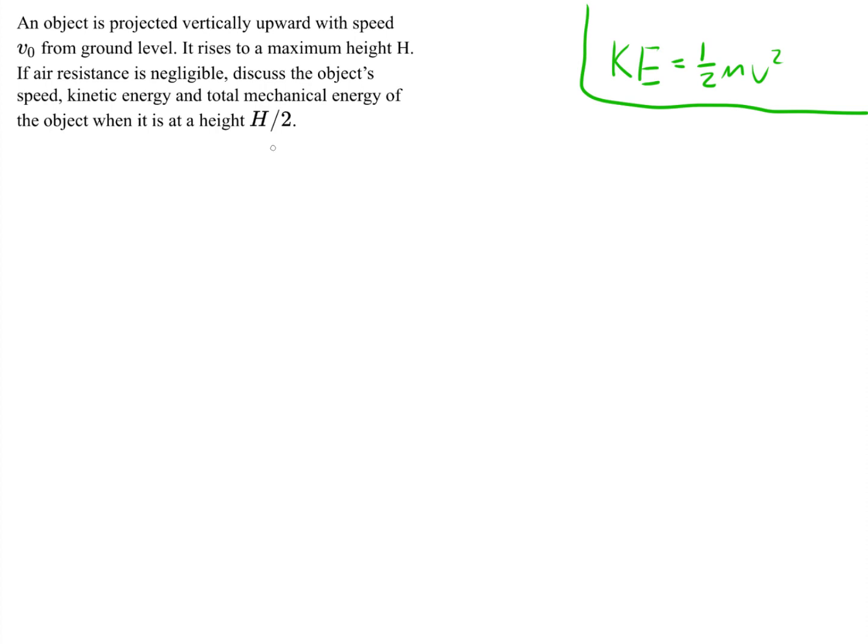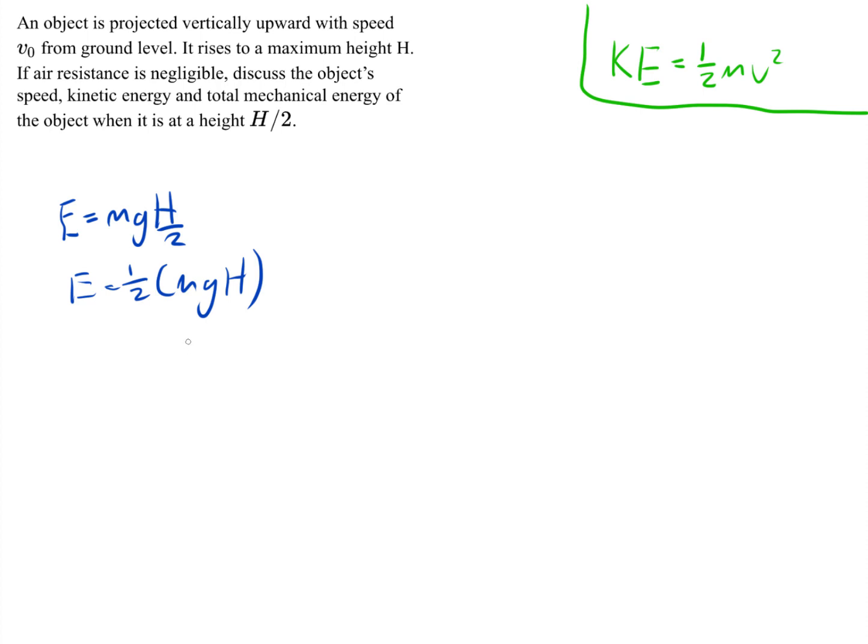So, the total mechanical energy is simply the potential energy of the object when it reaches the max height. So when it goes to a height of h over 2, its total mechanical energy will be 1/2 of this, because you can just simplify this into this. So it's half of its total mechanical energy at that point.